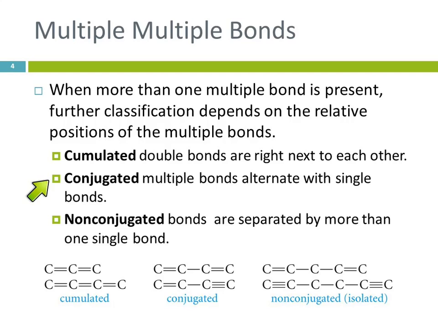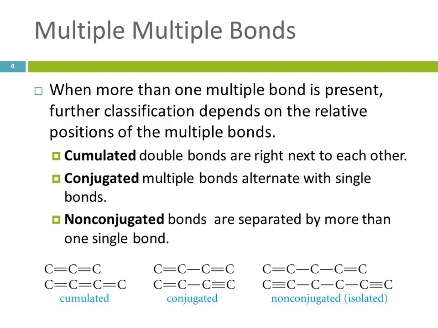Conjugated means that the multiple bonds alternate with single bonds. So if we look down here, we have double, single, triple. Double, single, double. That's a conjugated compound. And we'll find out later that those have some significant differences in what happens with the electrons, those conjugated compounds. And then non-conjugated means that those multiple bonds are separated by more than one single bond. So here we've got two carbon double bonds, but there's two single bonds in between. Or two triple bonds, and there's more than one single bond in between.